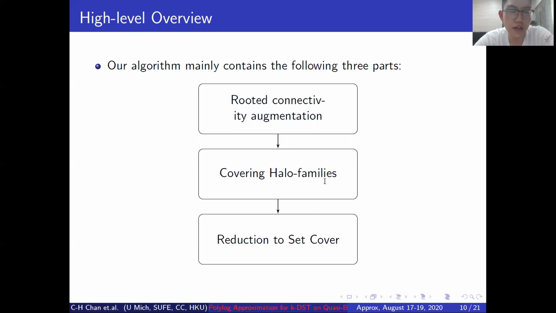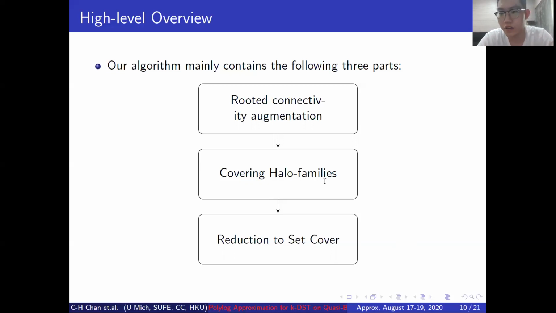Next, I will introduce the high-level idea about our proposed algorithm. Briefly, our algorithm can be thought of as the following three parts. The first part is that since we have to find a minimum cost subgraph where each terminal vertex has K edge-disjoint paths, the first step is the so-called rooted connectivity augmentation. Briefly, in each round we will add one connectivity to the newly formed graph.